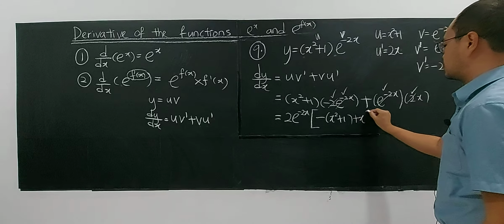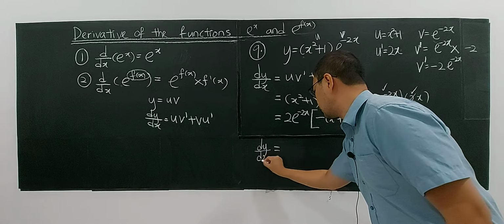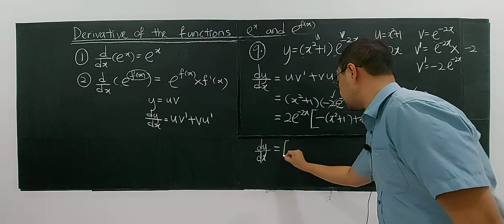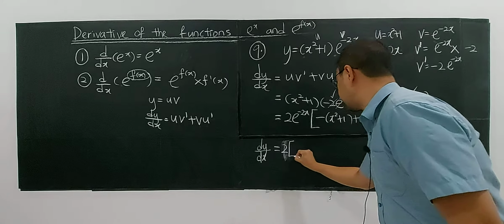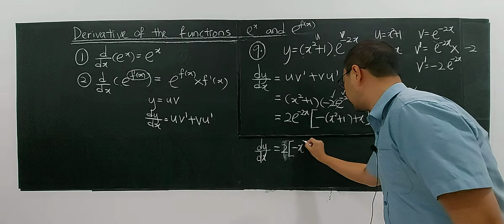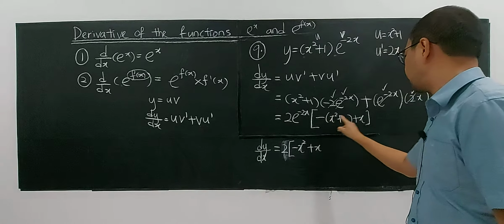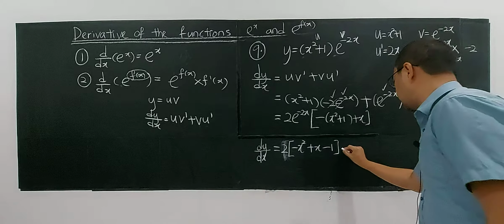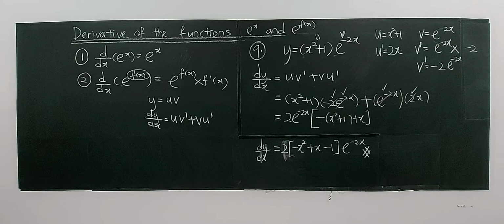So positive x. Alright, finally your dy/dx by using product rule for this. So you are getting 2, you have 2 outside here, 2 bracket negative x squared, positive x, negative x squared, positive x, negative 1, so e to the power of negative 2x. That's the answer. I have already explained to you. We are using the product rule.